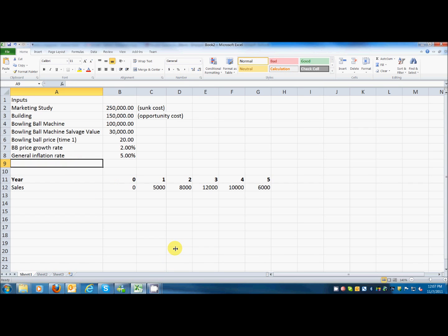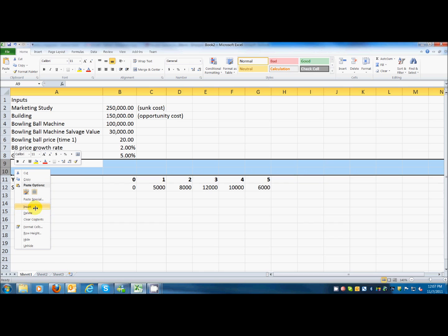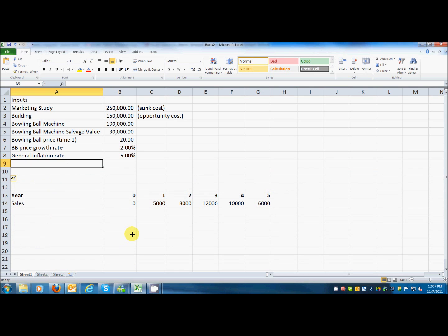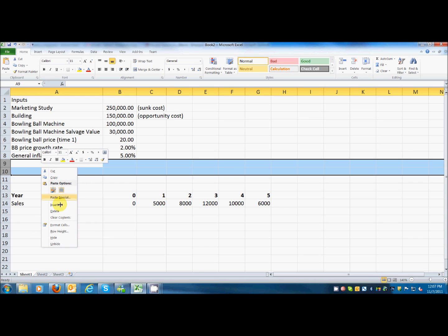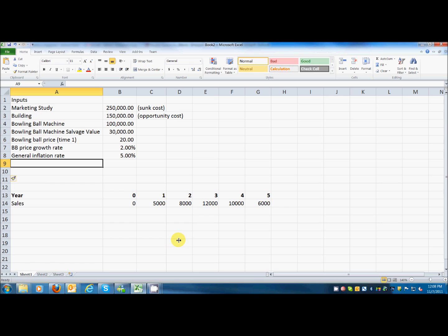The plastic used to produce bowling balls is rapidly becoming more expensive. Because of this, production cash outflows are expected to grow at 10% per year. And first-year production costs will be $10 per unit. So we've got two more things we need to add in here. By the way, you can insert rows by selecting and then right-clicking and then hitting insert. Pretty cool. Okay, so here we go.